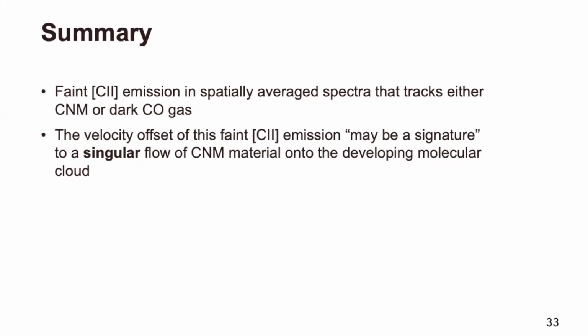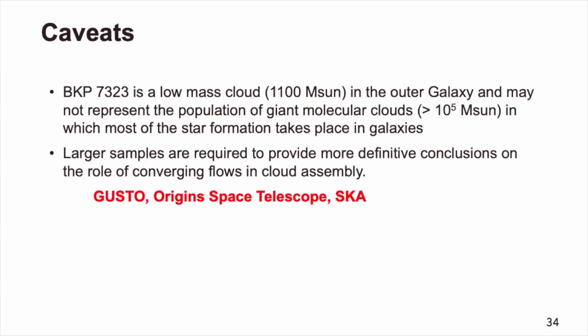Now, I have a few caveats with that, as you can imagine, for such a somewhat ambiguous result. First of all, our target cloud is only 1,100 solar masses. That's pretty small. It may not be representative of giant molecular clouds, which have masses greater than 10 to the fifth, and they're responsible for most of the star formation. So, again, we chose that cloud because it was compact, spatially isolated, but it's not representative of molecular clouds in galaxies that form stars. But more importantly, this is a really hard problem. One cloud is not going to give you an absolute result.